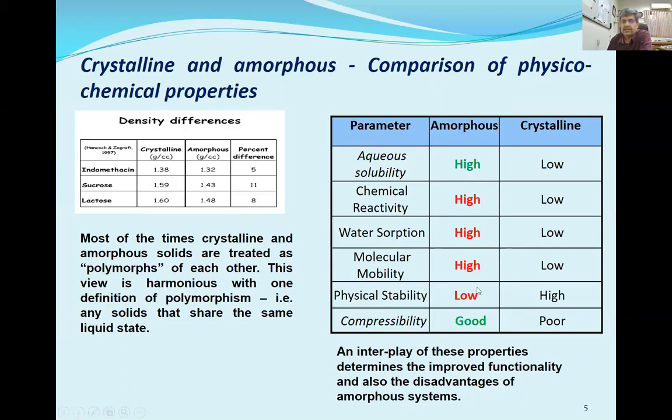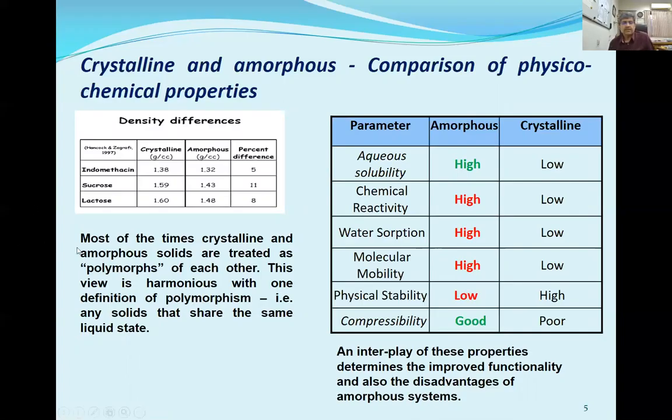So the ones that are listed in red are disadvantageous from a pharmaceutical perspective, because if the chemical reactivity is high, degradation is going to be more. If water sorption is high, then again the physical and the chemical stability are going to be low. When the molecular mobility is high, it will have a tendency to convert back to the crystalline form.